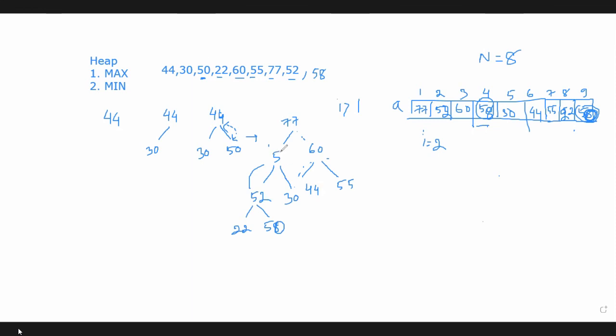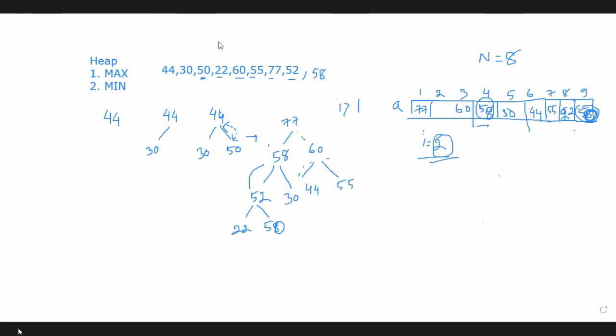So now is this position 2 the correct place for 58? No, again we have to compare that node with its parent node. Now when i equals 2, its parent node is 2 divided by 2 equals 1. 77 is the parent node of 52. Compare these two nodes again. Now the parent node is greater than 52, so you don't need to change the position. That means i equals 2 is the correct place for that node 58.